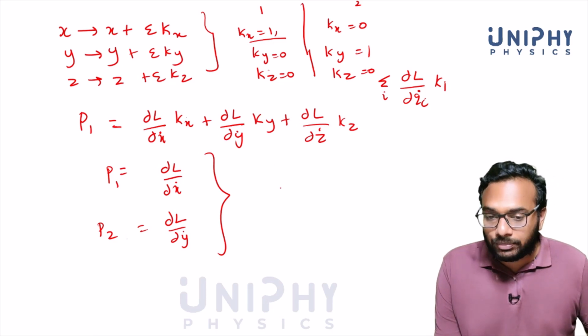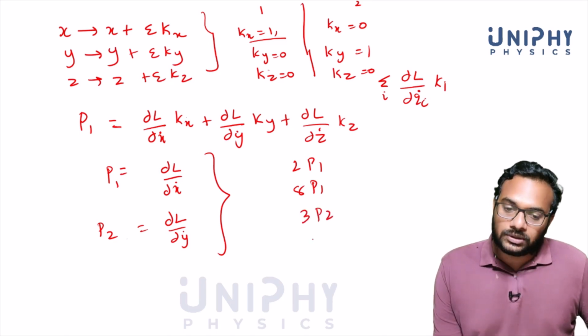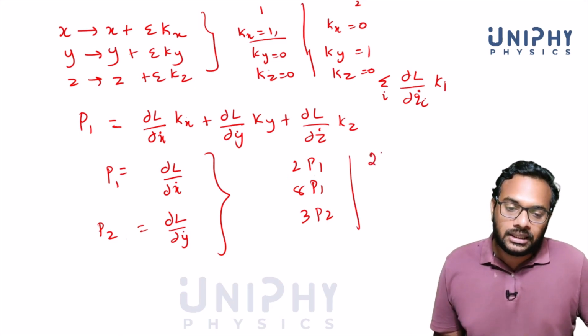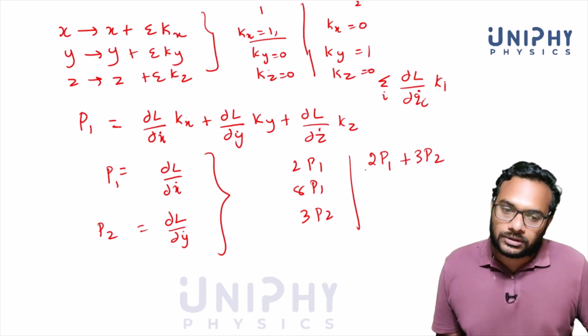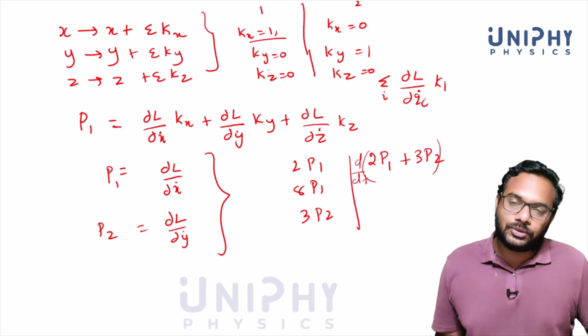So if p1 and p2 are conserved, then 2p1 is conserved, 8p1 is conserved, or 3p2 is also conserved, because if p1 is conserved, dp1 by dt is 0, then 2p1 is also conserved. Or we can have an infinite number of conserved quantities, because combinations such as 2p1 plus 3p2 are also conserved, because if you take d by dt of this, since these 2 and 3 are constants, you will simply get 0 again.